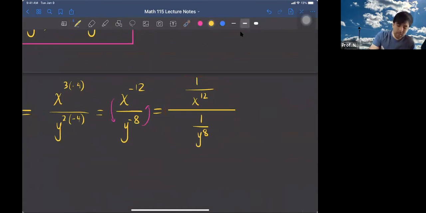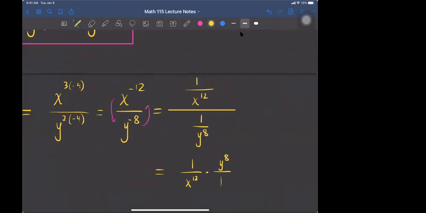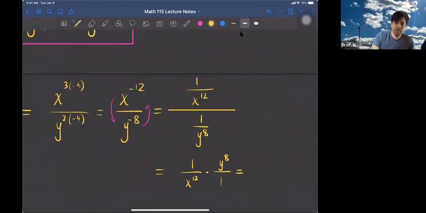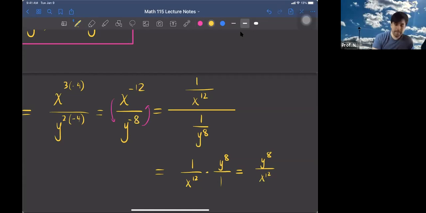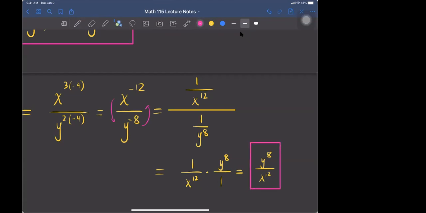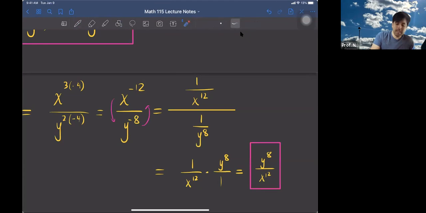I've applied them. Of course, this looks kind of weird to just leave it that way. How do we take care of this? Well, we can write this as 1 over x to the 12 multiplied by the reciprocal, y to the 8th over 1. Isn't this true? Keep, change, flip. Yes. But then when you multiply fractions, what do you do? You multiply across. So isn't this y to the 8th over x to the 12th? Yes. So that's why. And so I got it, thank you.